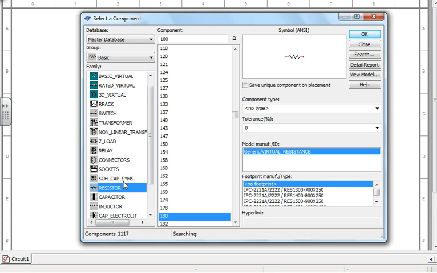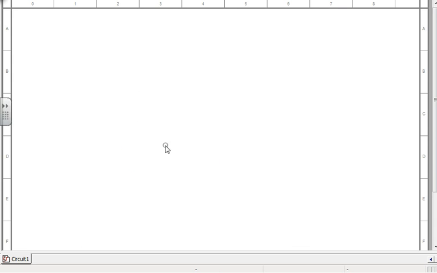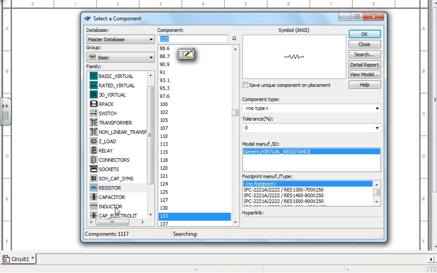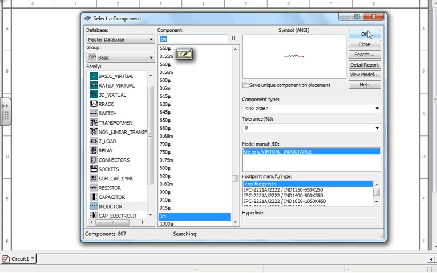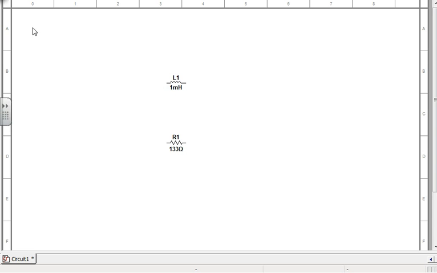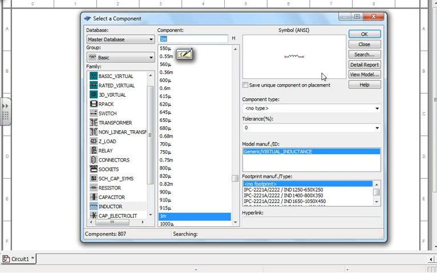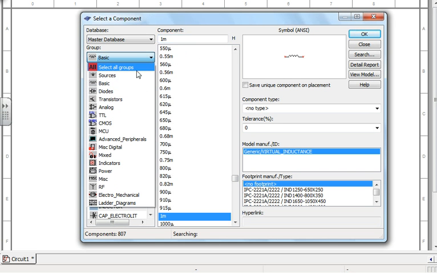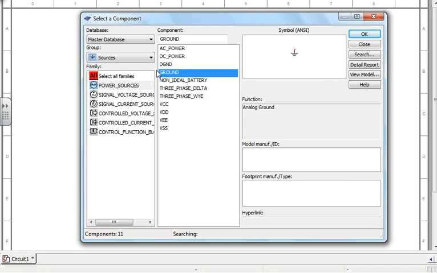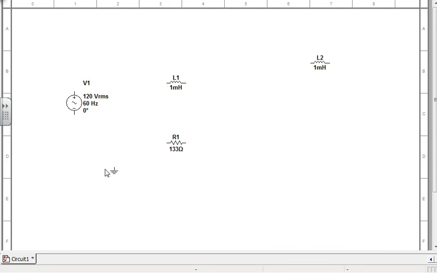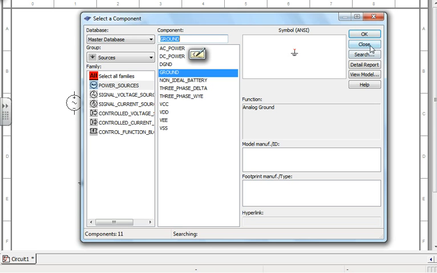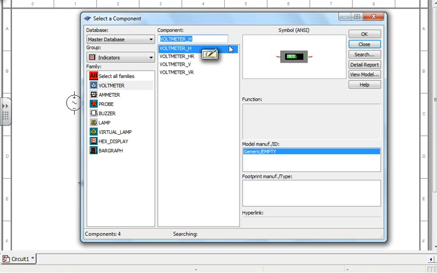All right, so I got a resistor, and I've got an inductor, and I've got a voltage source. Anybody complaining yet? Got a voltage source, and I got a ground, and I got 2 voltmeters.